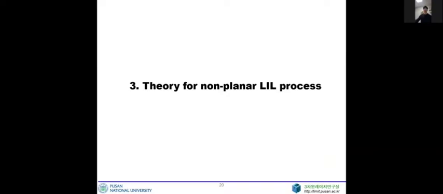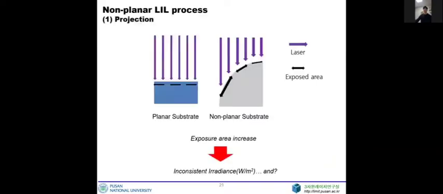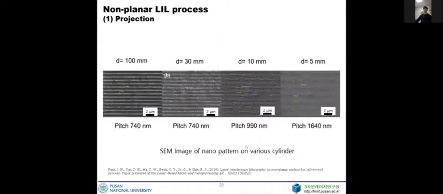Before this, I investigated several issues on non-planar fabrication. A total of 3 issues were discussed. First issue is projection of light. Although beam intensity distribution is uniform, it is not uniform on the curved surface, and it may cause various defects. For this reason, I tested the LIL process on cylinders with various diameters.